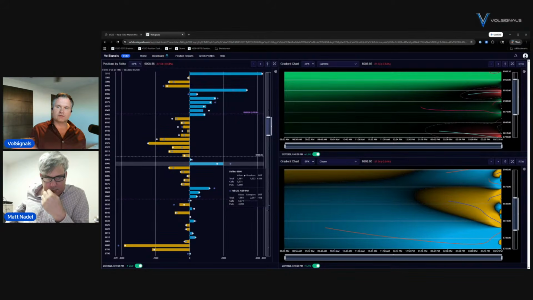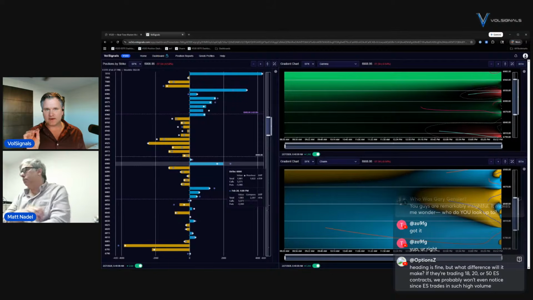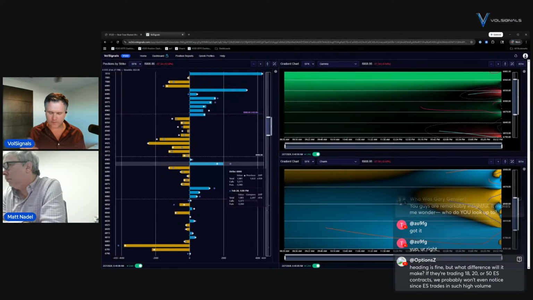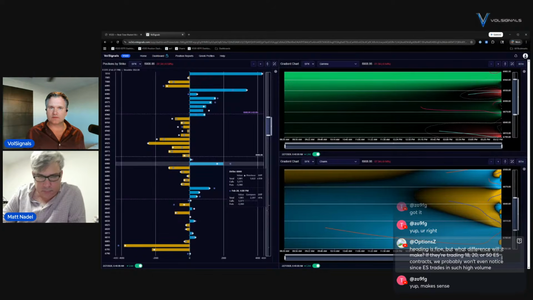To Option Z's question, we probably won't even notice since ES trades in such high volume. No, exactly incorrect. Just like when you look at the SPX zero-day volume, and I've confirmed this with market makers that are active and dominant in zero-day right now, the zero-day volumes that you actually see, I think the CBOE reports this data themselves. The majority of it, literal majority of it, is market maker versus market maker. So that's noise, right? That's just noise.